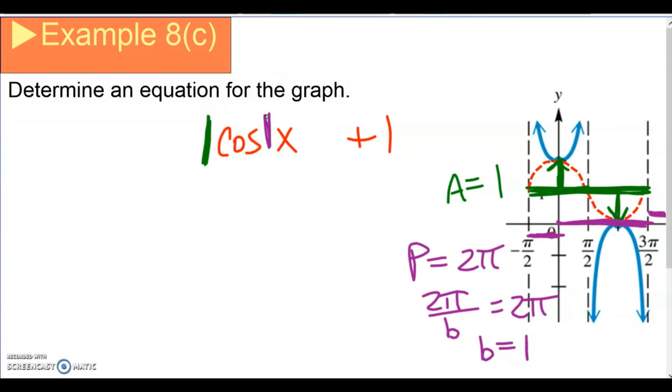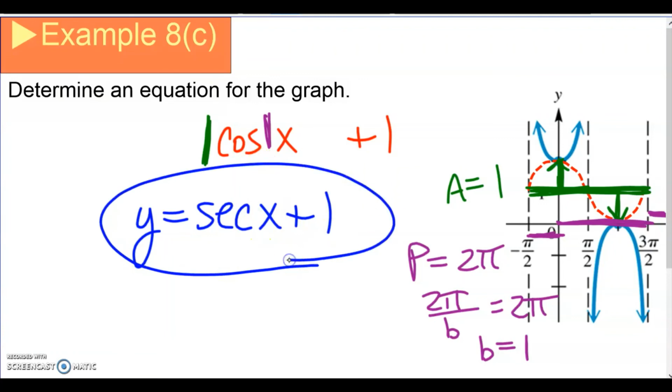Okay? Now, keep in mind, answer the question. The question's not talking about the cosine wave. It's talking about that reciprocal function, and the reciprocal function is going to be secant, so my answer is going to be y equals secant x plus 1. Now, there are other ways of doing this. You could think of it as a sine wave that's been shifted to the left, and so it could be a cosecant if you figure it, but you're going to have to think about more shifting.